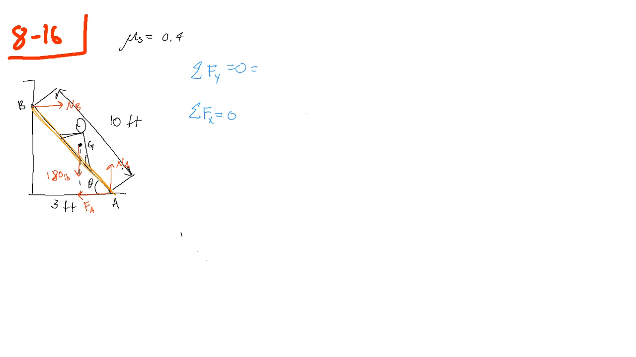So sum of the forces in the y direction, we got this normal force at A minus his weight, which is 180. Okay. Sum of the forces in the x direction, I might have mixed up my words there. We have NB minus FA. So we see here now that NA is equal to 180, and NB is equal to FA.